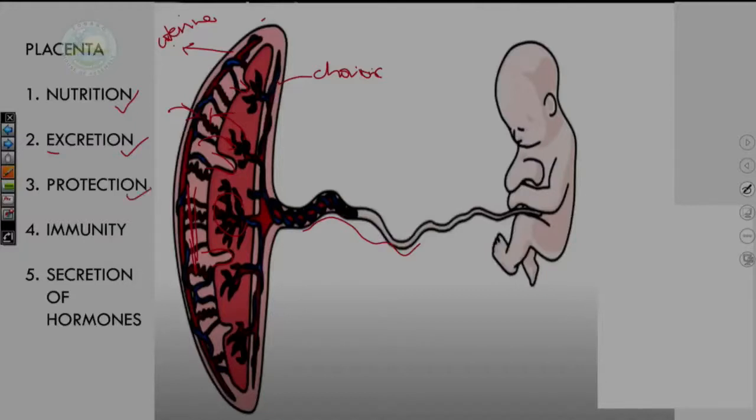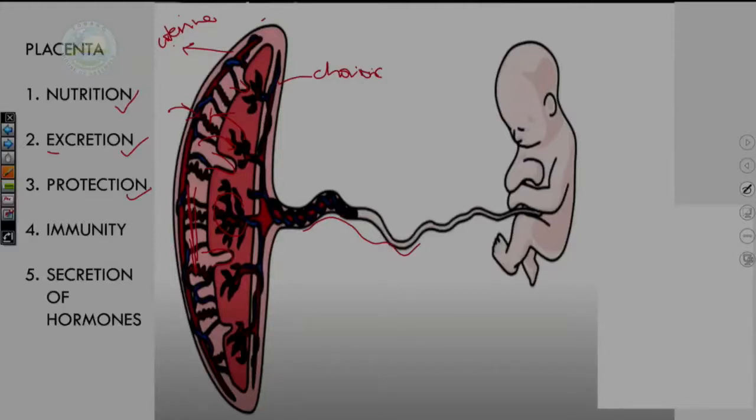We have a protective function, so that the placenta has a protective barrier and keeps the baby's blood from mixing with the mother's blood, and it also prevents some substances from passing directly across to the baby, right? So that will depend on the size and the mass of that substance.